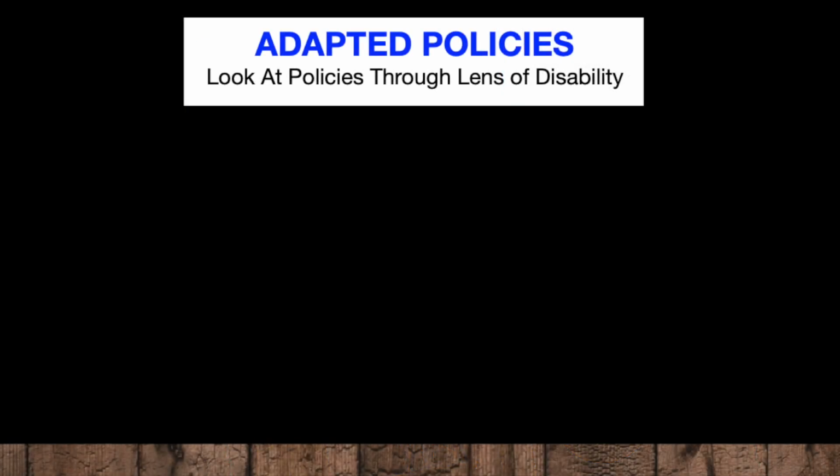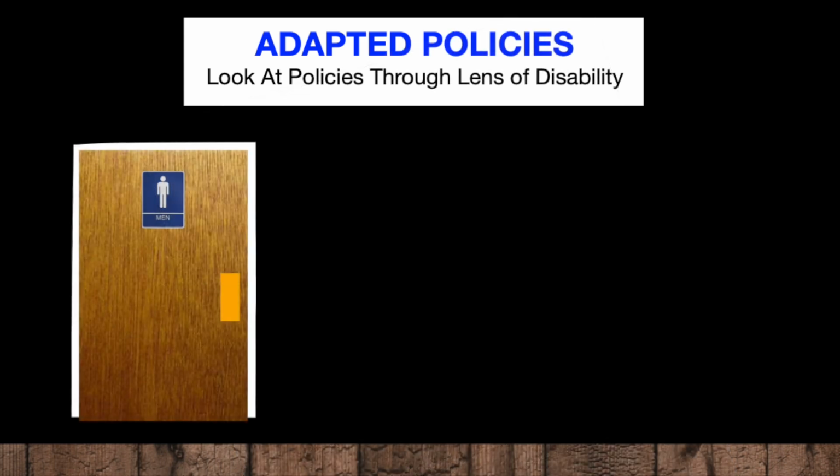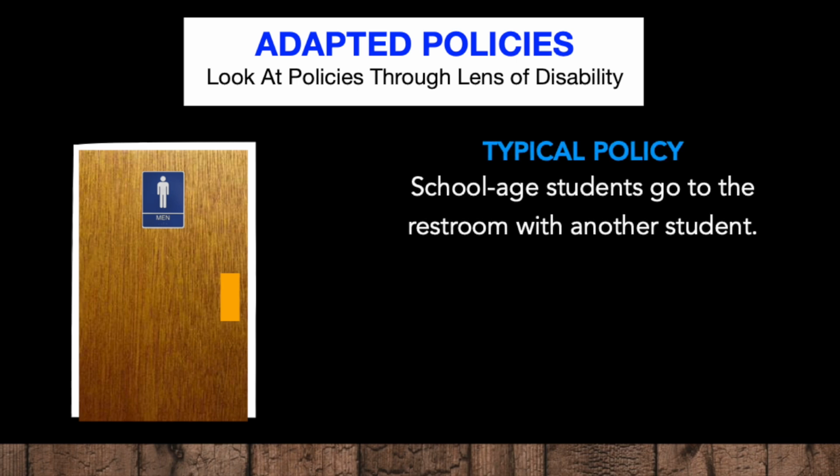When it comes to creating accessible environments for people with disabilities, sometimes our policies need to be adapted too. So start by looking at the policies that your ministry or church already has established. Now ask yourself if the policies are effective for people with disabilities. Let's take a look at an example. Most churches have a restroom policy for school-aged children. It probably looks like a student going to the restroom by himself or with another person or two.